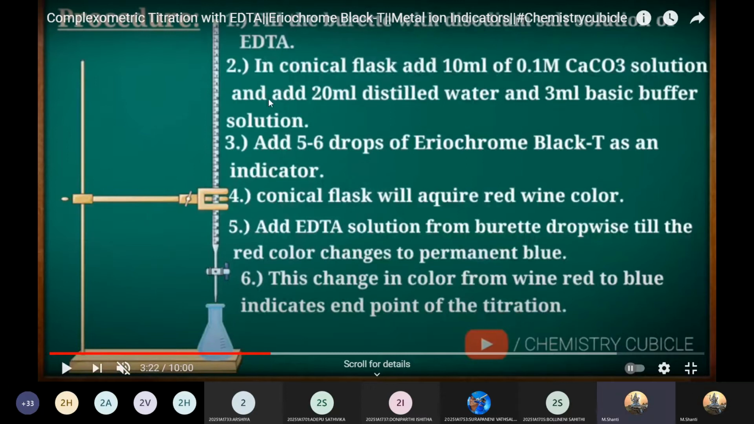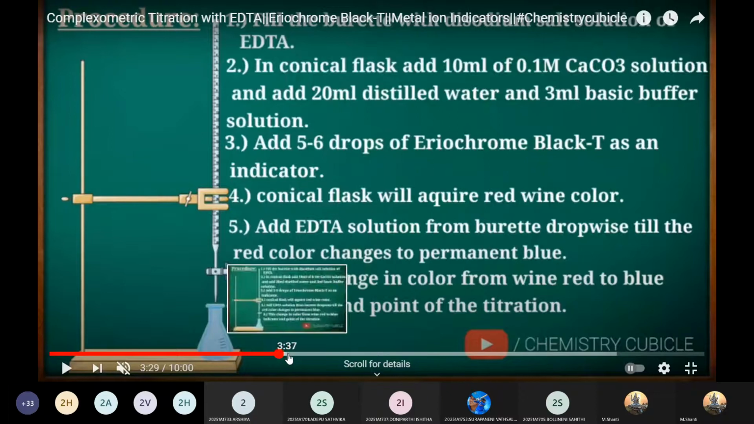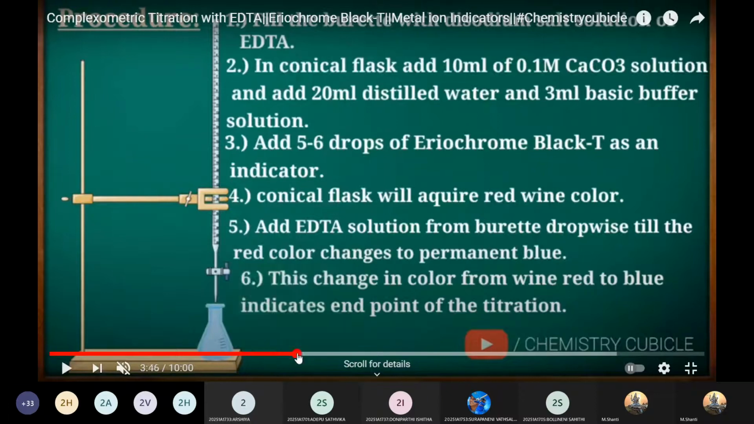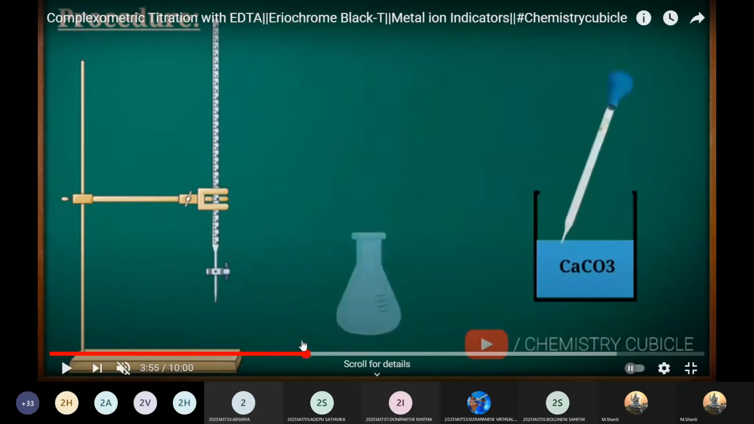So what are the things you require for the experiment? You require EDTA solution. You require a conical flask. This is the conical flask. Okay, first coming to the apparatus part. This is your burette and this is your burette stand. So stepwise I'll explain you. This is your conical flask and this is your calcium carbonate solution.